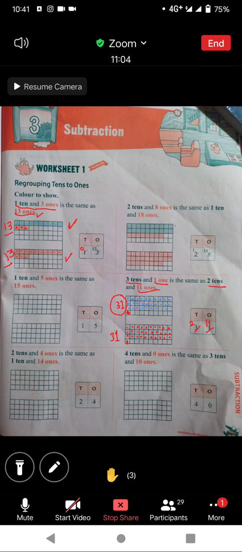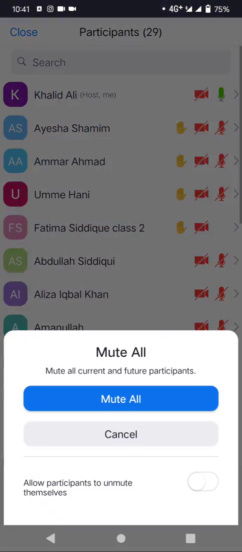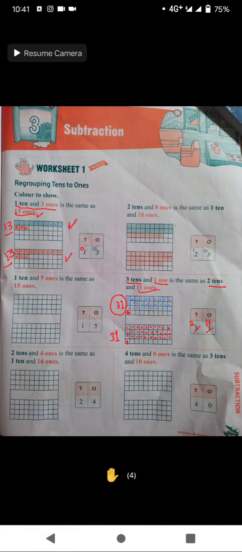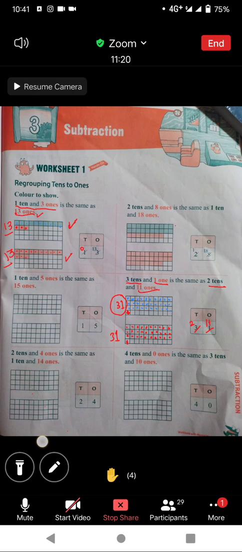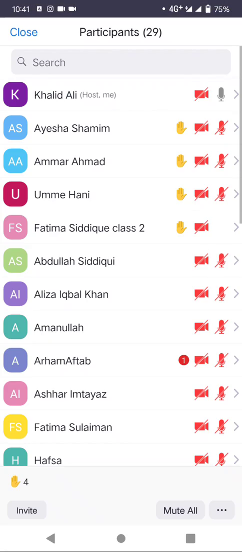So students, I gave you homework, some questions in worksheet 2. Have you all done? Is there any problem in worksheet 2? No, sir.